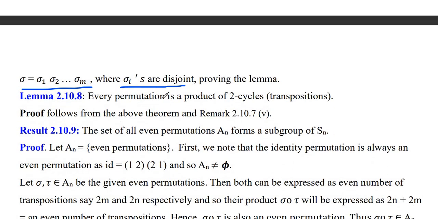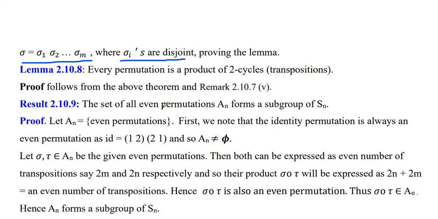And next we have every permutation is a product of 2 cycles. This one just follows from the previous one because we know already that every cycle is a product of transpositions and every permutation is a product of disjoint cycles. So we have that every permutation is a product of 2 cycles or transpositions.